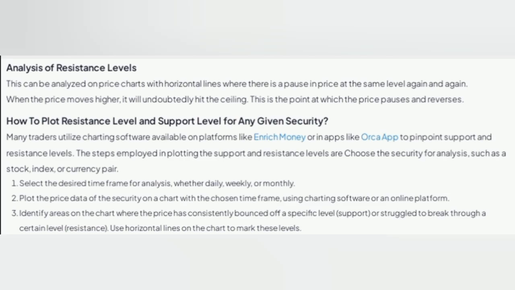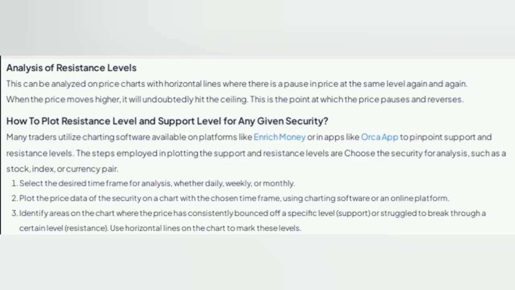How to plot resistance level and support level for any given security? Many traders utilize charting software available on platforms like Enrich Money or in apps like Orca app to pinpoint support and resistance levels. The steps employed in plotting the support and resistance levels are: choose the security for analysis, such as a stock, index, or currency pair.